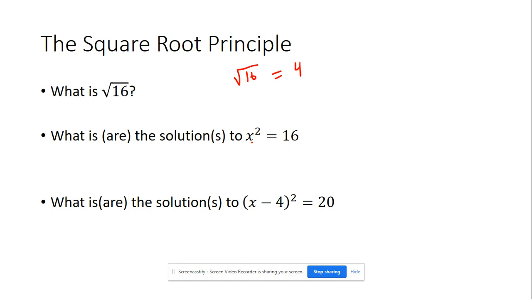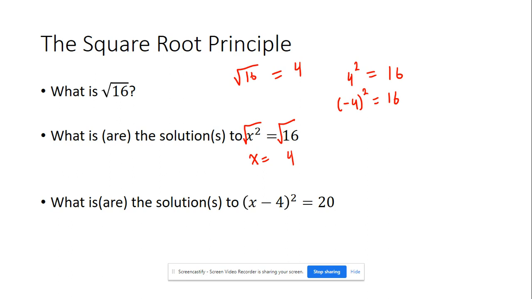But what gets different is like this. How would I solve this equation? What are the solutions to x squared equals 16? I'm implying that there's more than one solution to this equation. The way I would solve this is to square root both sides of the equation, and that would give me x equals 4. That makes sense because 4 squared equals 16. So 4 is a solution, but there's another solution as well. The reason is that if I put in a negative 4, negative 4 squared is 16 as well. So we have a rule.